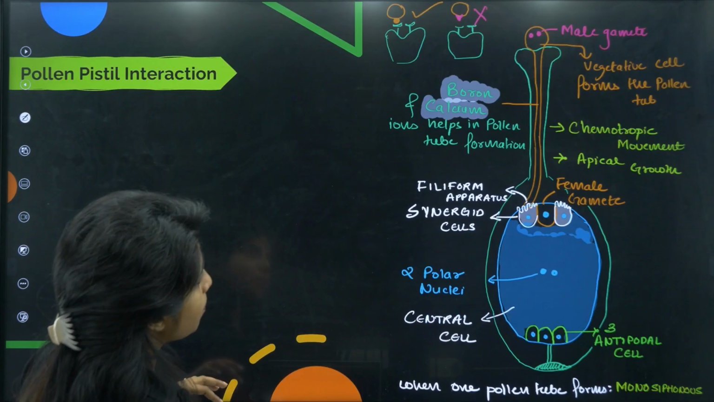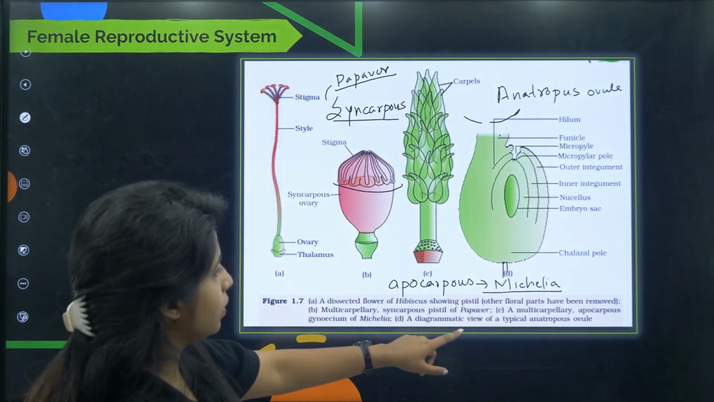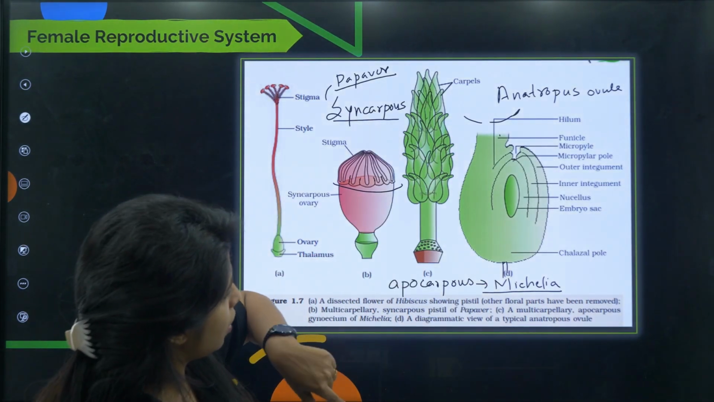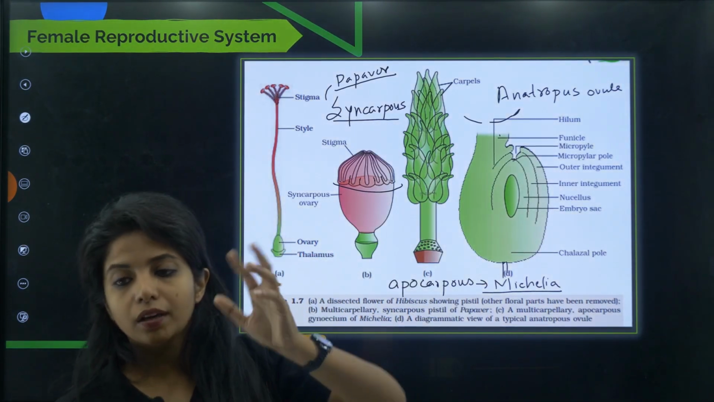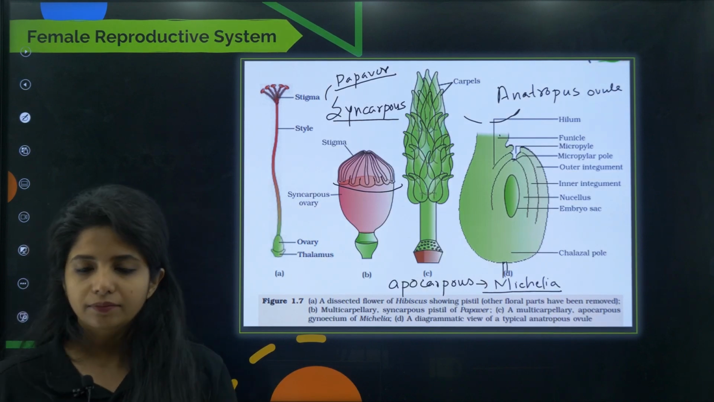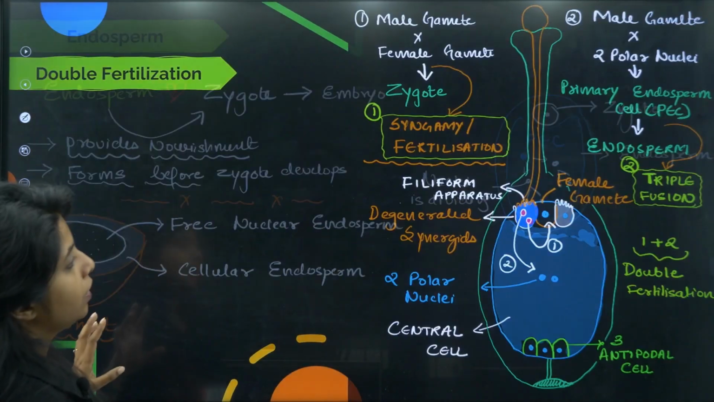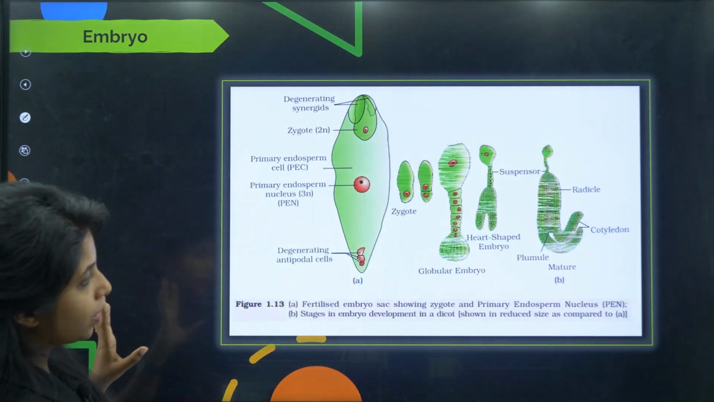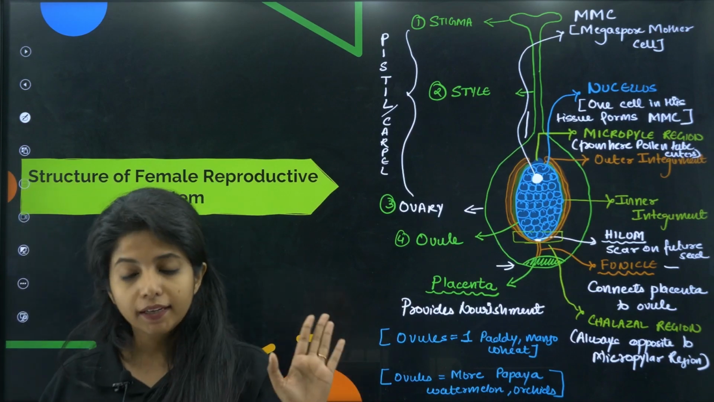Anatropous ovule. And what was the example, children? Over here, the example was also not mentioned. I don't know, so it was not asked. I'm sorry. Anatropous ovule is there. I hope that is also clear to you.